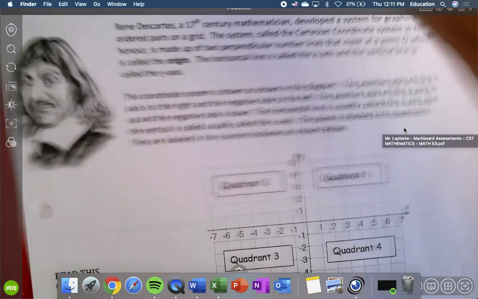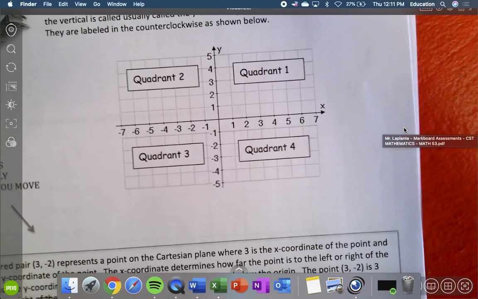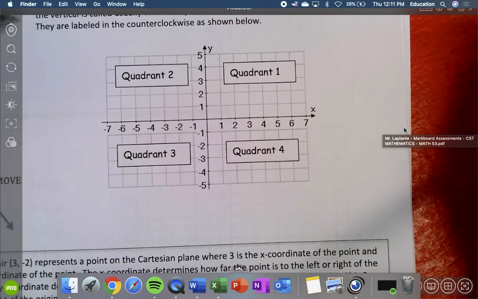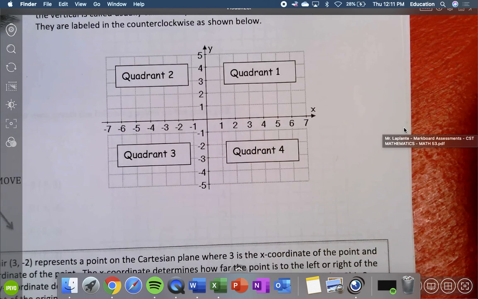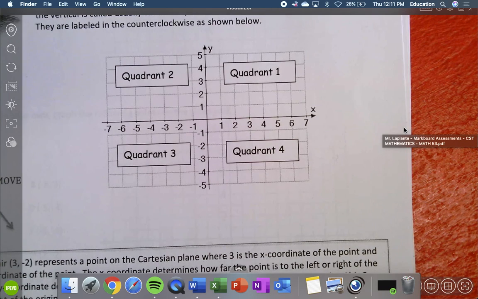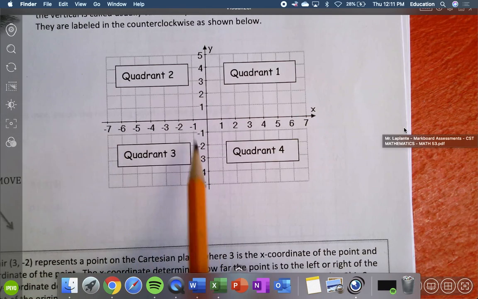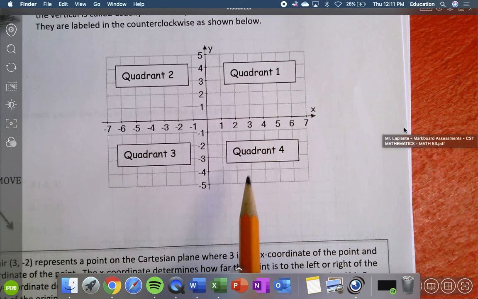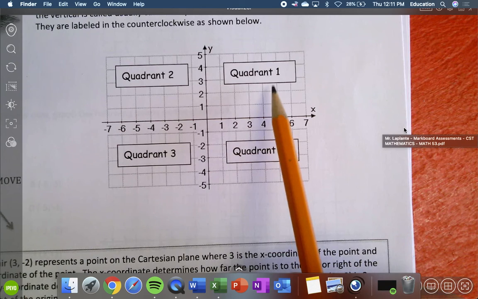So here, okay? This here is called a Cartesian plane. That's a fancy word for something that we don't necessarily need to know. What we do need to remember, though, is that this is a quadrant.